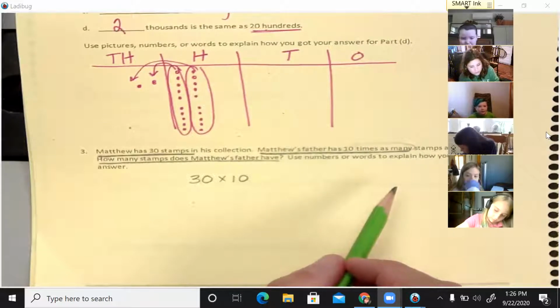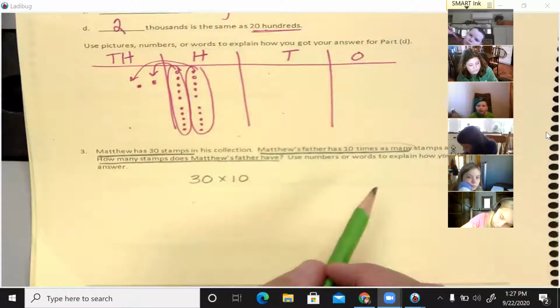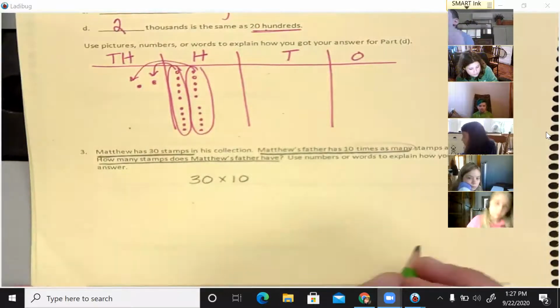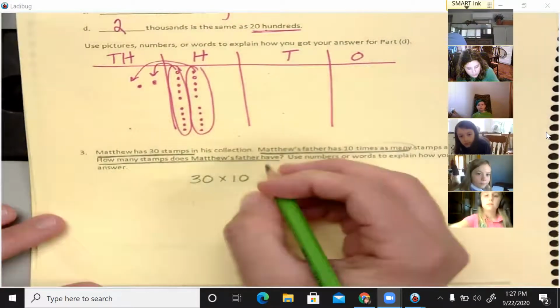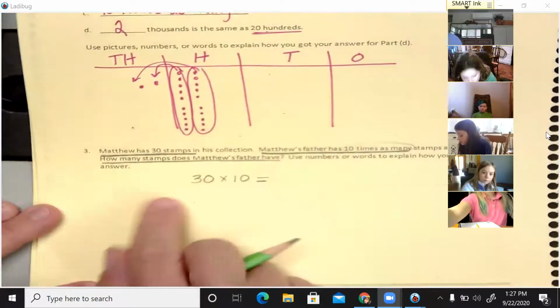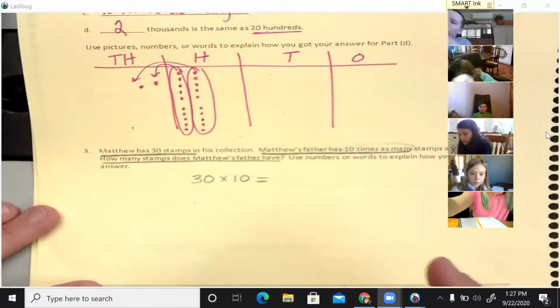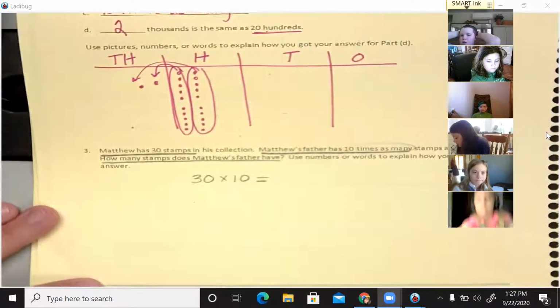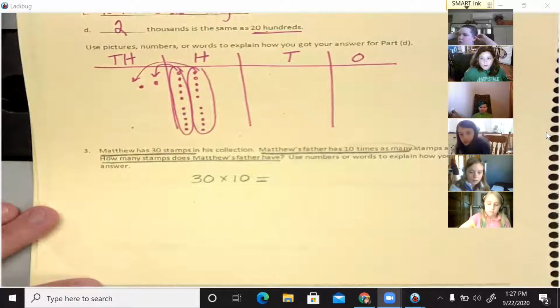Because that's how many Matthew has, and Matthew's father has 10 times as many. Very good. Okay, Nina, I want you to help me with this part. So when I look at this big extended multiplication problem, those are big numbers. How many zeros are in this equation? How many zeros do you see?